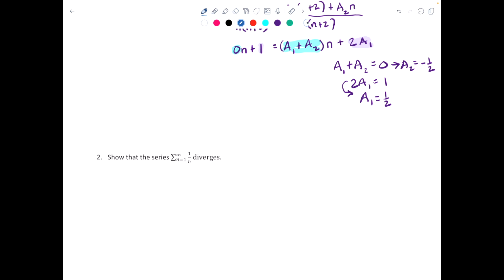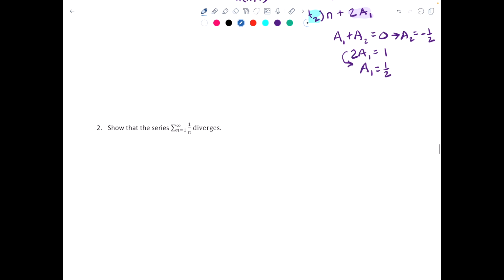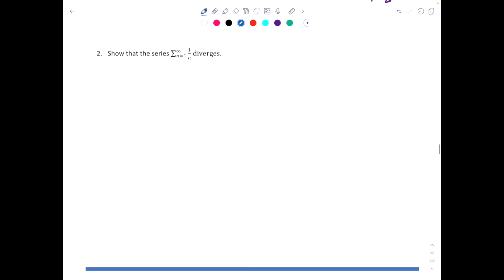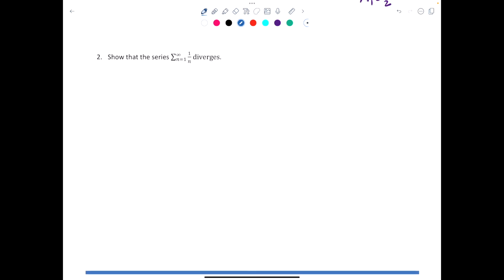Now, this next one's a little bit of a different animal, right? It's not telescoping. It's actually considered to be a harmonic series. So I decided to go ahead and give you the math proof for it, and then we will show you what the sequence of partial sums looks like, okay? So here we go. Show that the series from n equals 1 to infinity of 1 over n diverges.